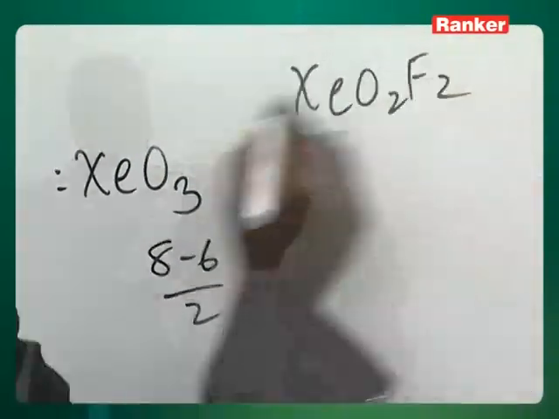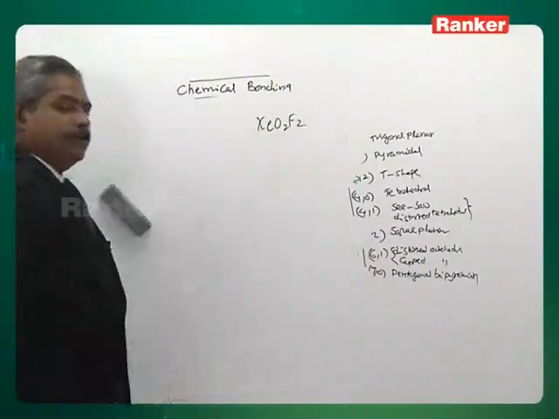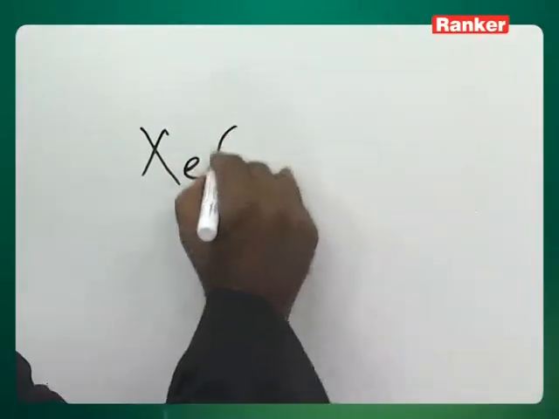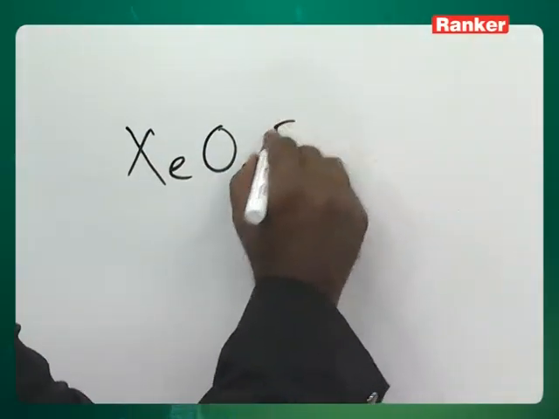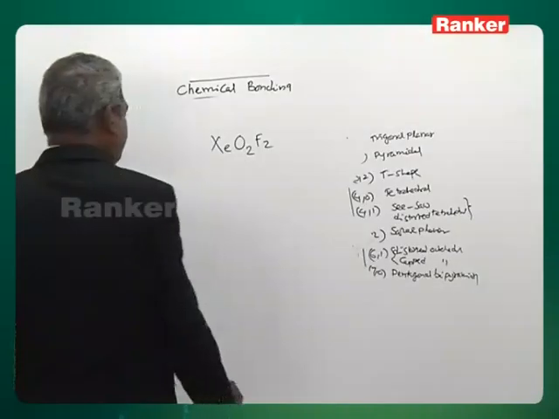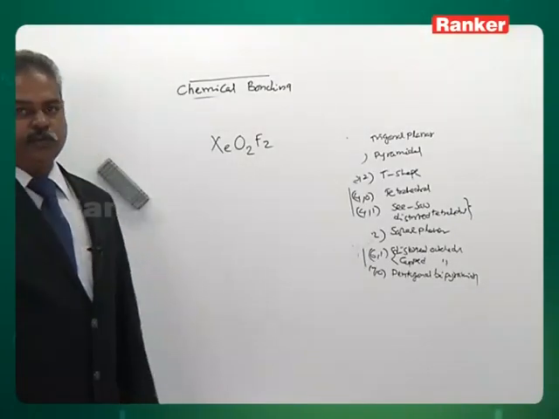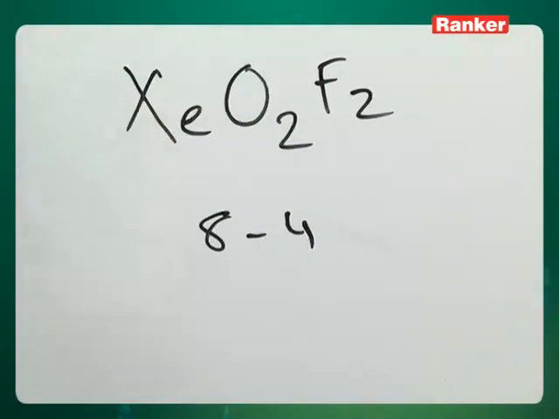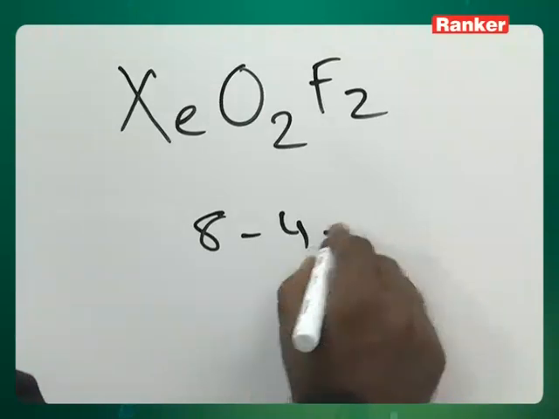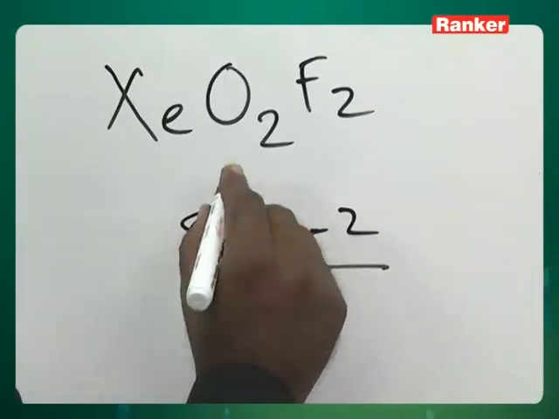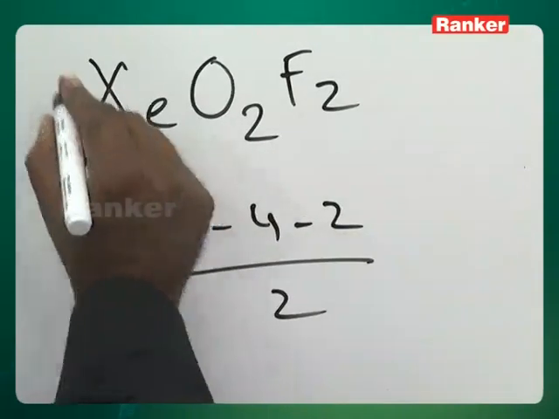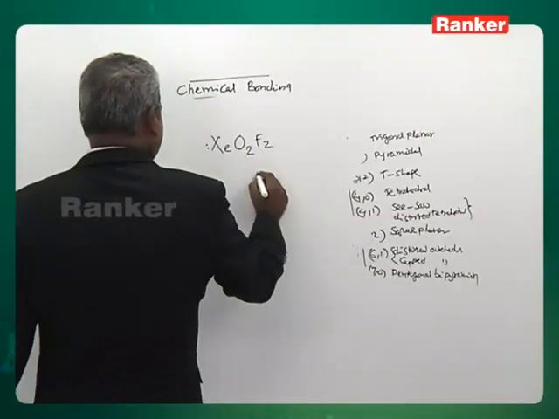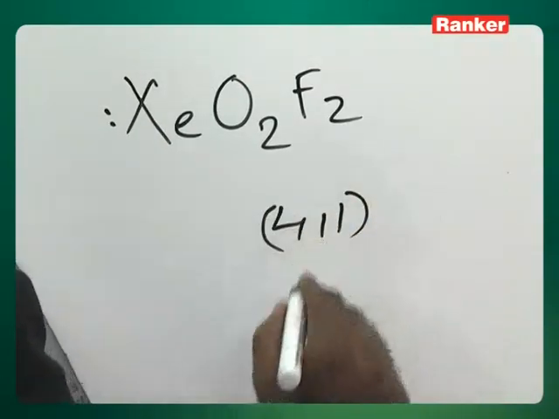XeO2F2, the shape of XeO2F2, question given in IIT 2012. How to find out? First the lone pairs. First things first. 8 minus 4. What is this 4? 4 electrons are used by oxygen. 8 minus 4 minus 2 by 2. There is one lone pair. Total number of, guess how many? 2 oxygens, 2 fluorines. So it is 4 bond pairs, 1 lone pair.